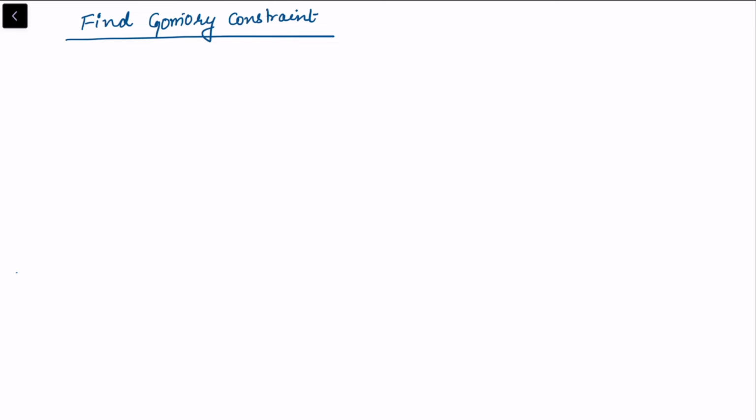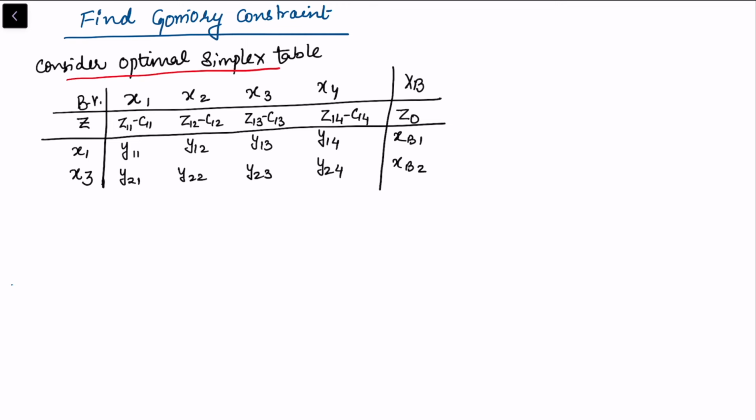Now let's first find the Gomory constraint, and for this I'm considering a simplex table. So we consider the optimal simplex table in this way. These are the basic variables. I'm assuming that x1, x3 are the basic variables, and these are the solutions xb1 and xb2, and these are the scalars that we have here. Now suppose that xb1 and xb2 are not integer. So this means this is optimal, but these are not the integer optimal solution.